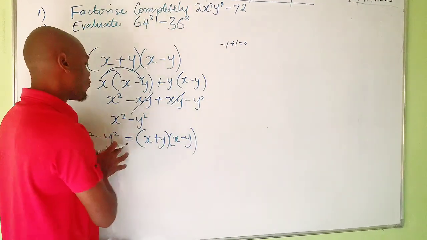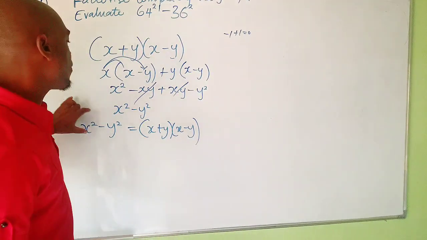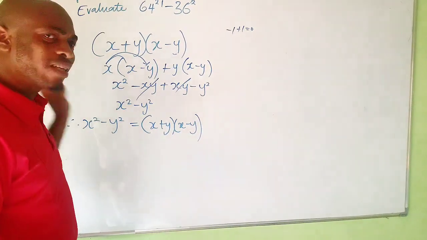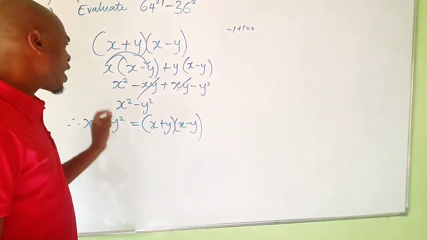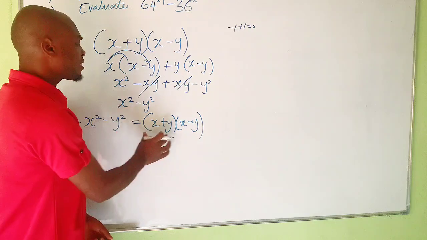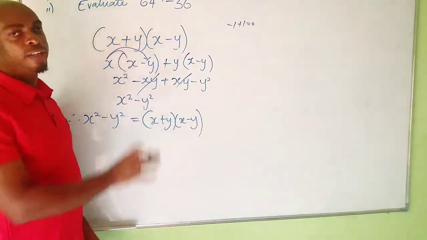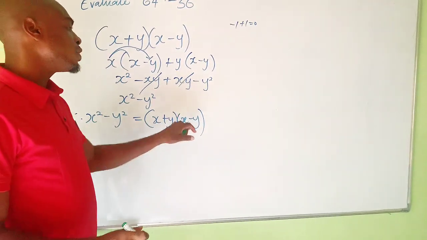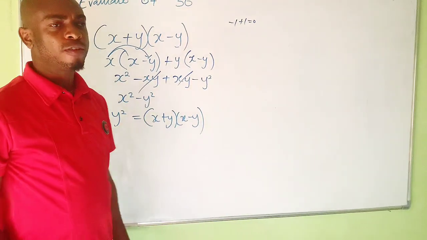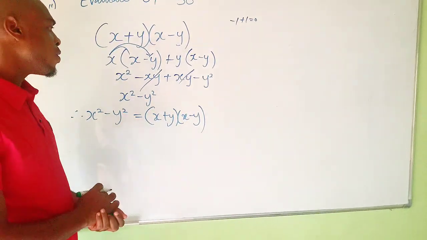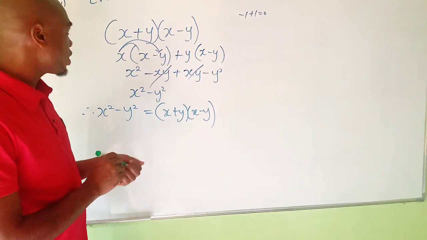This is difference of two squares. Anytime you have a number expressed in this format, what you are going to do is first take the sum of the numbers, leave the squares, and then multiply it by the difference of the numbers. It's going to help us in our calculation.